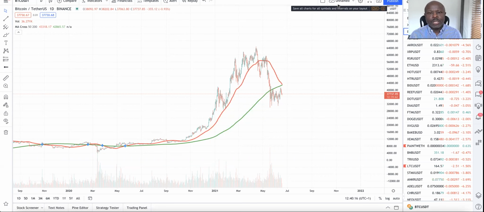cross means. Simply put, the death cross is when two moving averages, usually a faster moving average, like the 50-period simple moving average, crosses below a longer term, slower moving average, like the 200 moving average on the daily time frame. That will be my reference point.